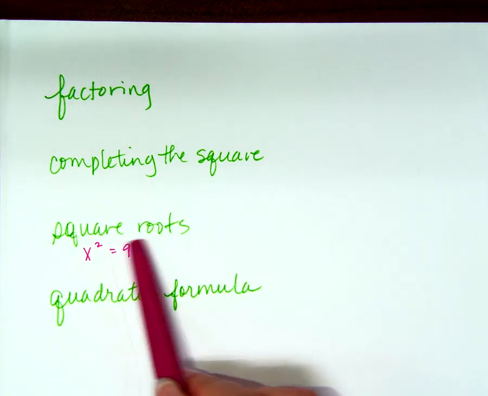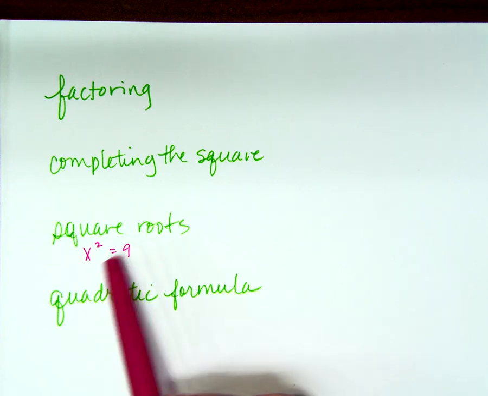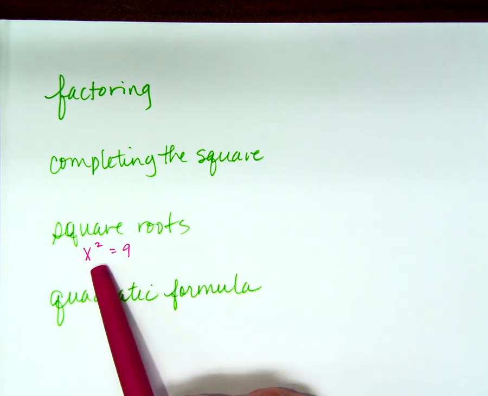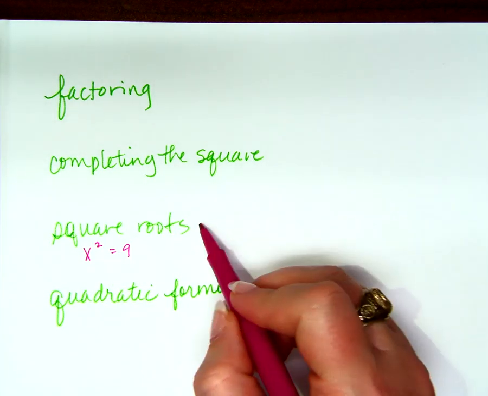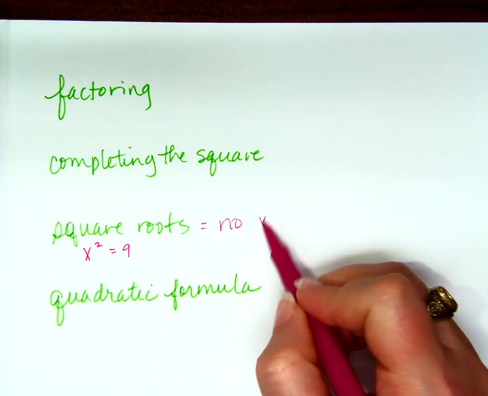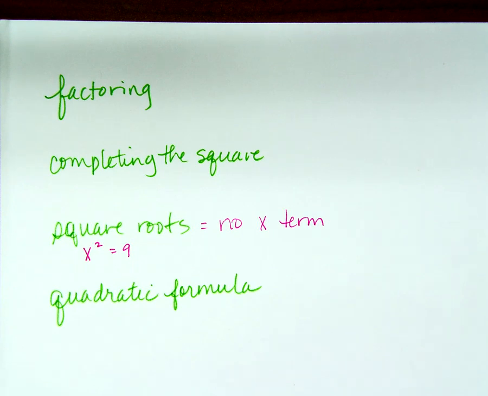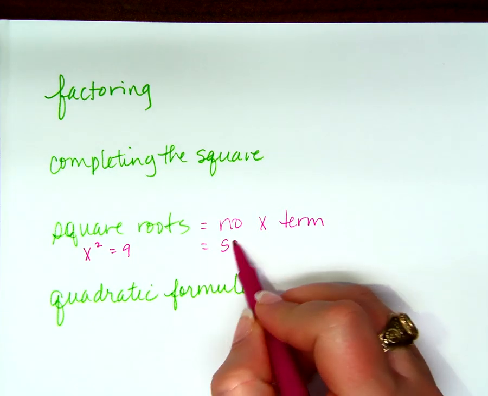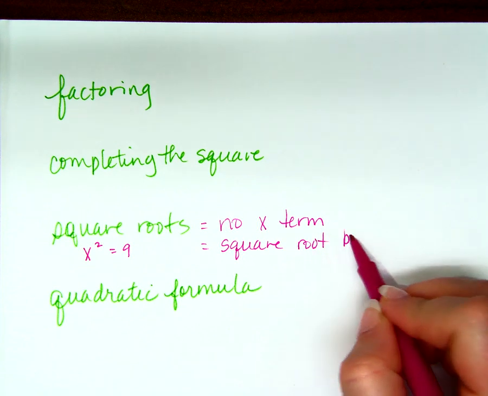So when are you going to use square roots? When there's a square and not just an x, right? If there's an x in there, we probably don't want to use square roots. Okay? So we're going to use square roots when there's no x term. When we can just square root both sides and go on. Okay? Square root both sides.